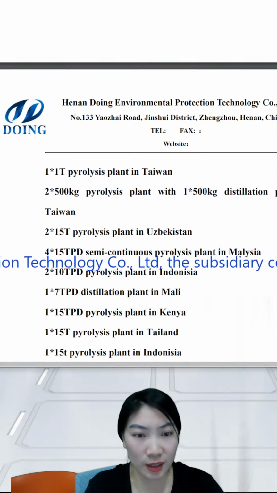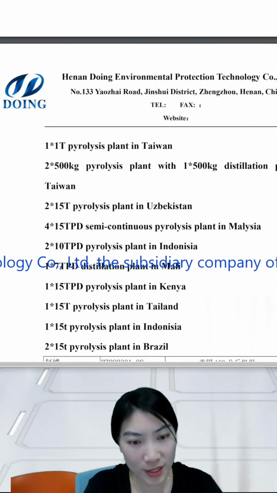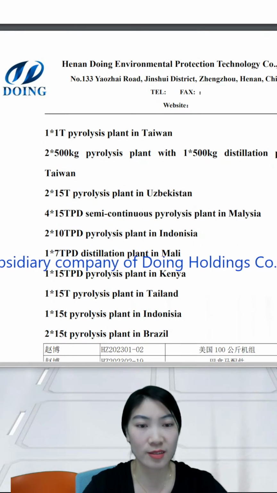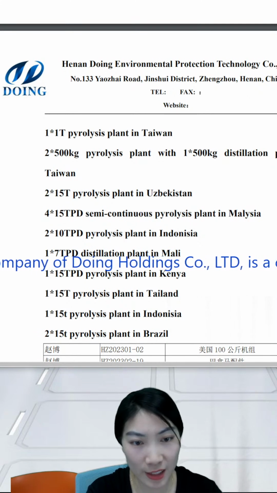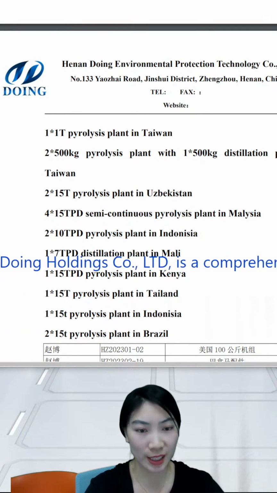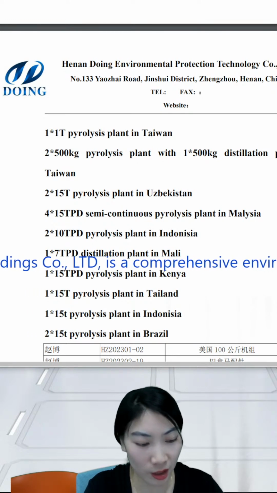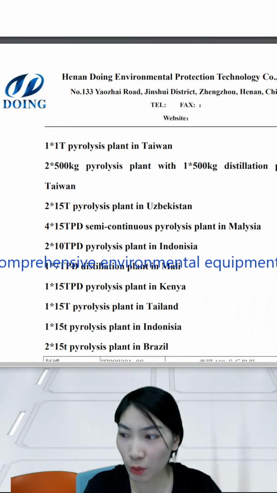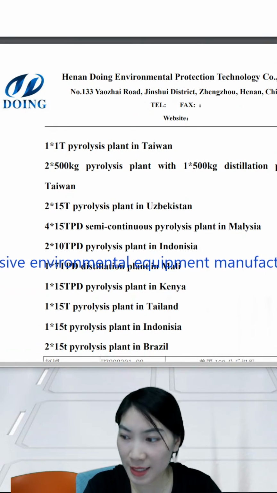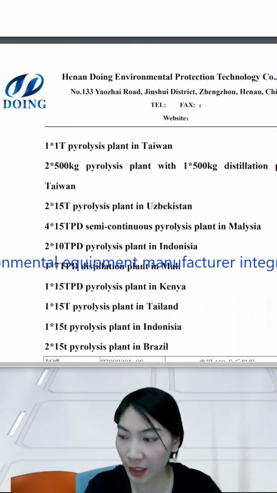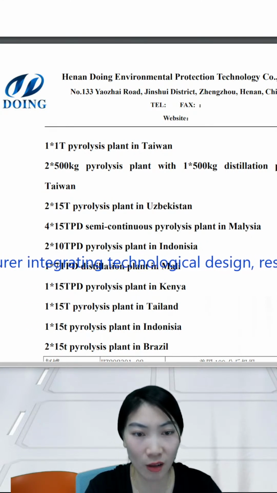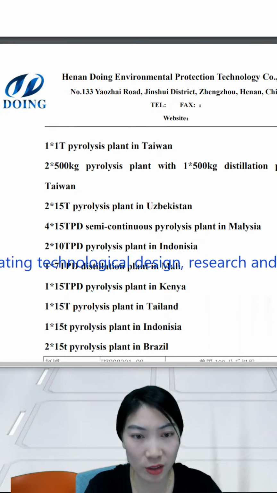Okay, not all projects are set up and installed. There are some other projects still under production in our factory. So I also prepared a list, we can have a look. In Taiwan, Uzbekistan, Malaysia, Indonesia, in Africa Mali, Kenya, in Thailand, Indonesia, and Brazil. These are new orders recently and now under production. You can see the details.